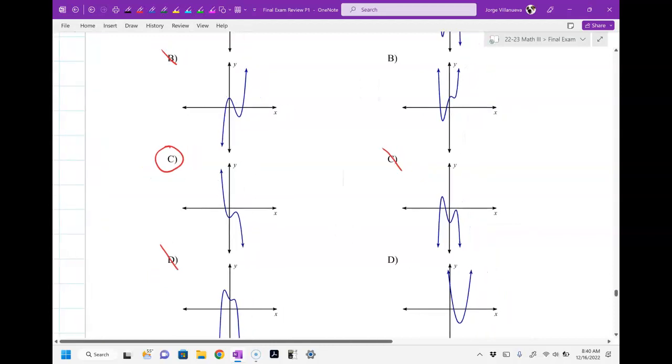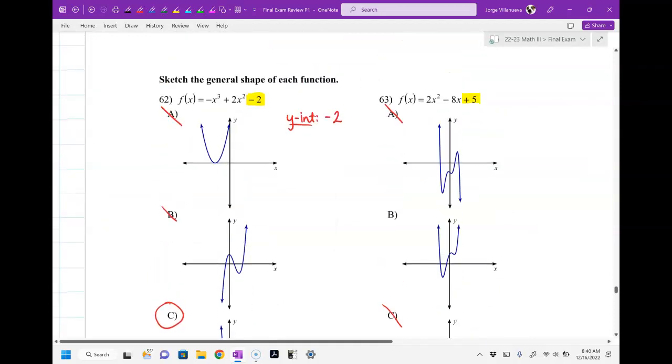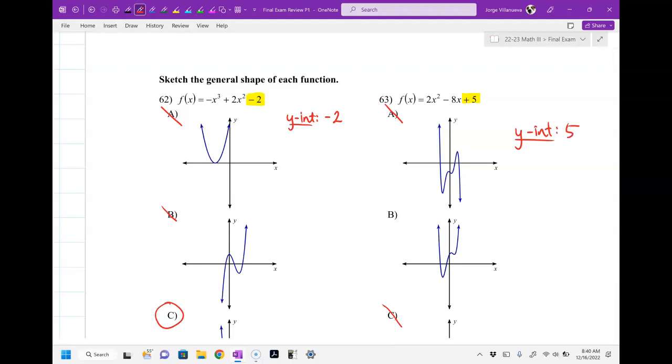So my y-intercept is 5, I just eliminated two. So now I got to think to myself, okay, let me look at the degree.